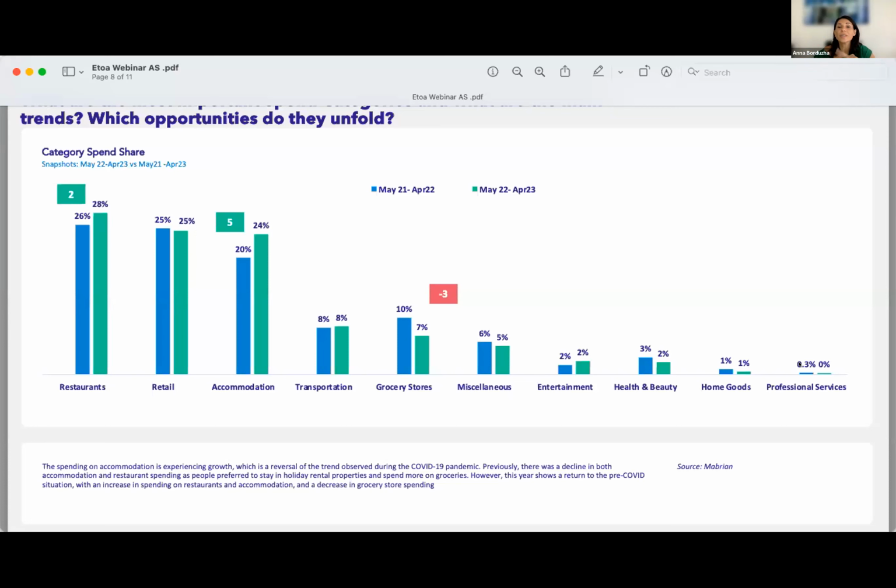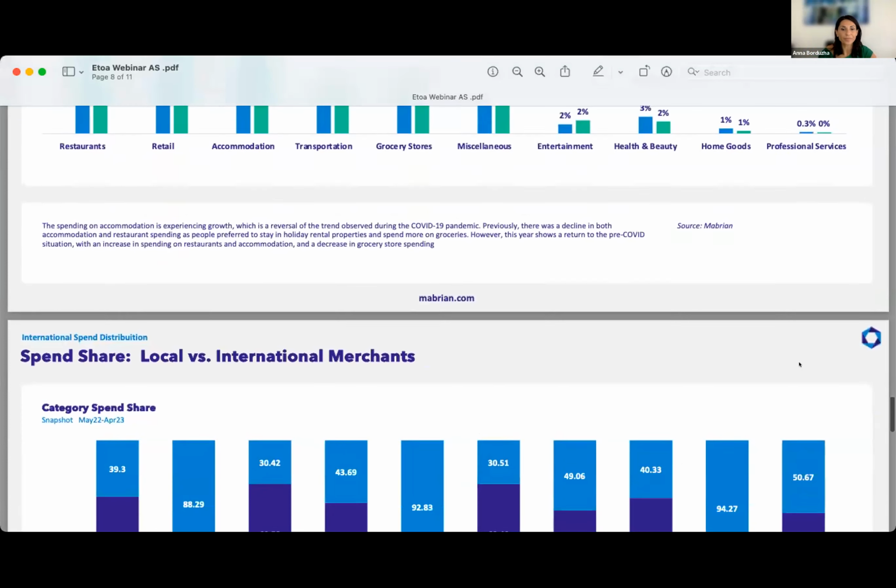We also saw that during the first year after the pandemic, the length of stay increased in the destination. However, this year we can see the totally opposite trend, which may make us think that maybe we are coming back to the trends and habits of the pre-pandemic period.